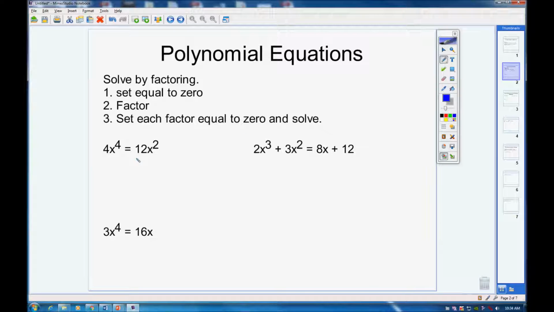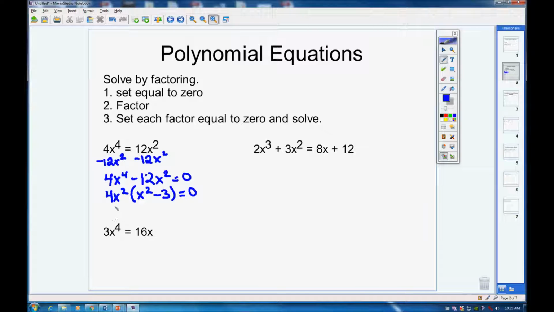So if we start this first one, I usually like to keep my highest power positive. So what I'm going to do is subtract the 12x squared from both sides. And then I'm going to have 4x to the fourth minus 12x squared equals 0. From there, I'm going to factor out a 4 and an x squared. This is my greatest common factor. That's going to leave me with x squared minus 3.